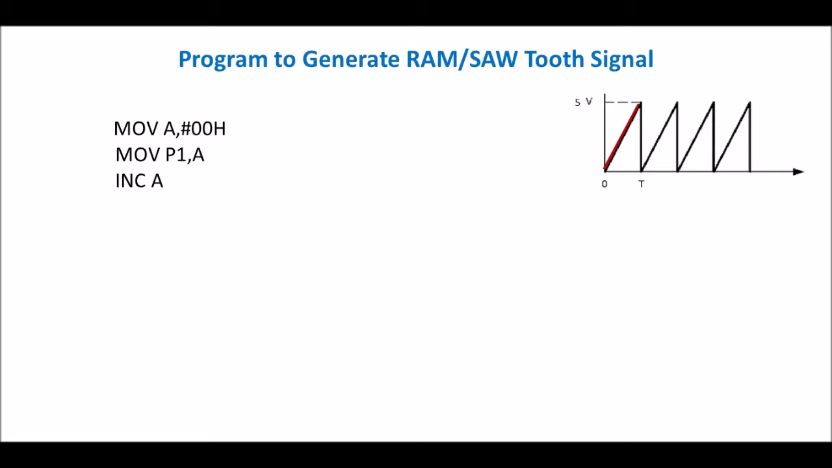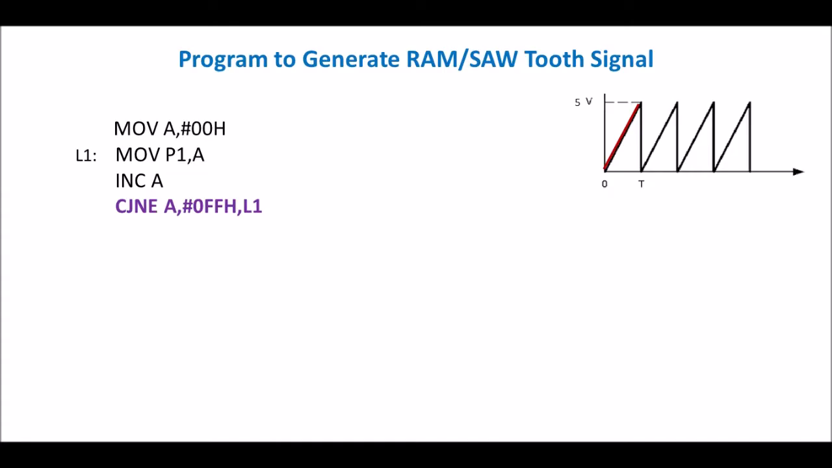After incrementing it, we'll compare the contents of the accumulator with the final value 0FFH. For comparison, we'll use the CJNE instruction, that is compare and jump to label if not equal. That means if accumulator contents are not equal to FFH, then jump to label L1. If accumulator contents are not FFH, we want to send this incremented accumulator content on port P1. So at label L1 we'll write the instruction MOV P1, A.